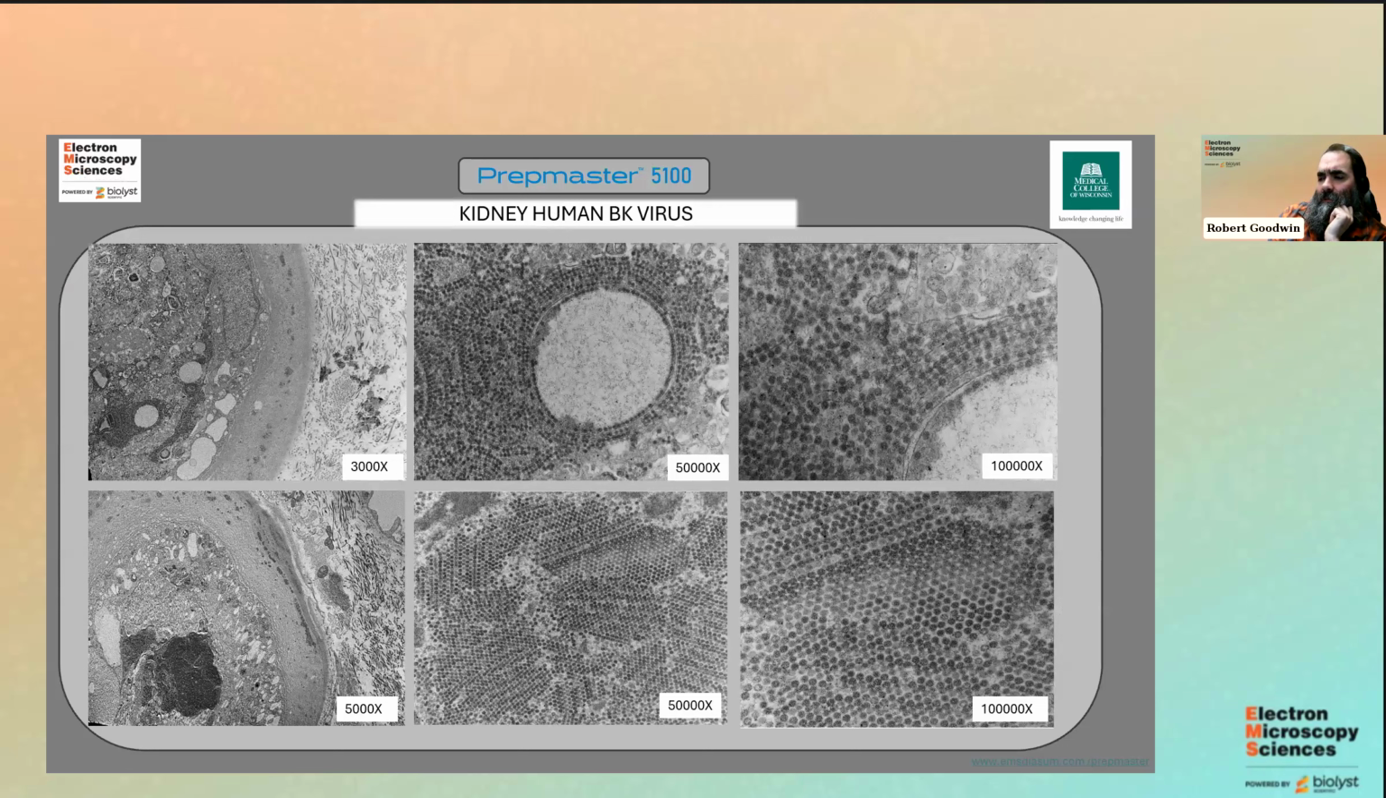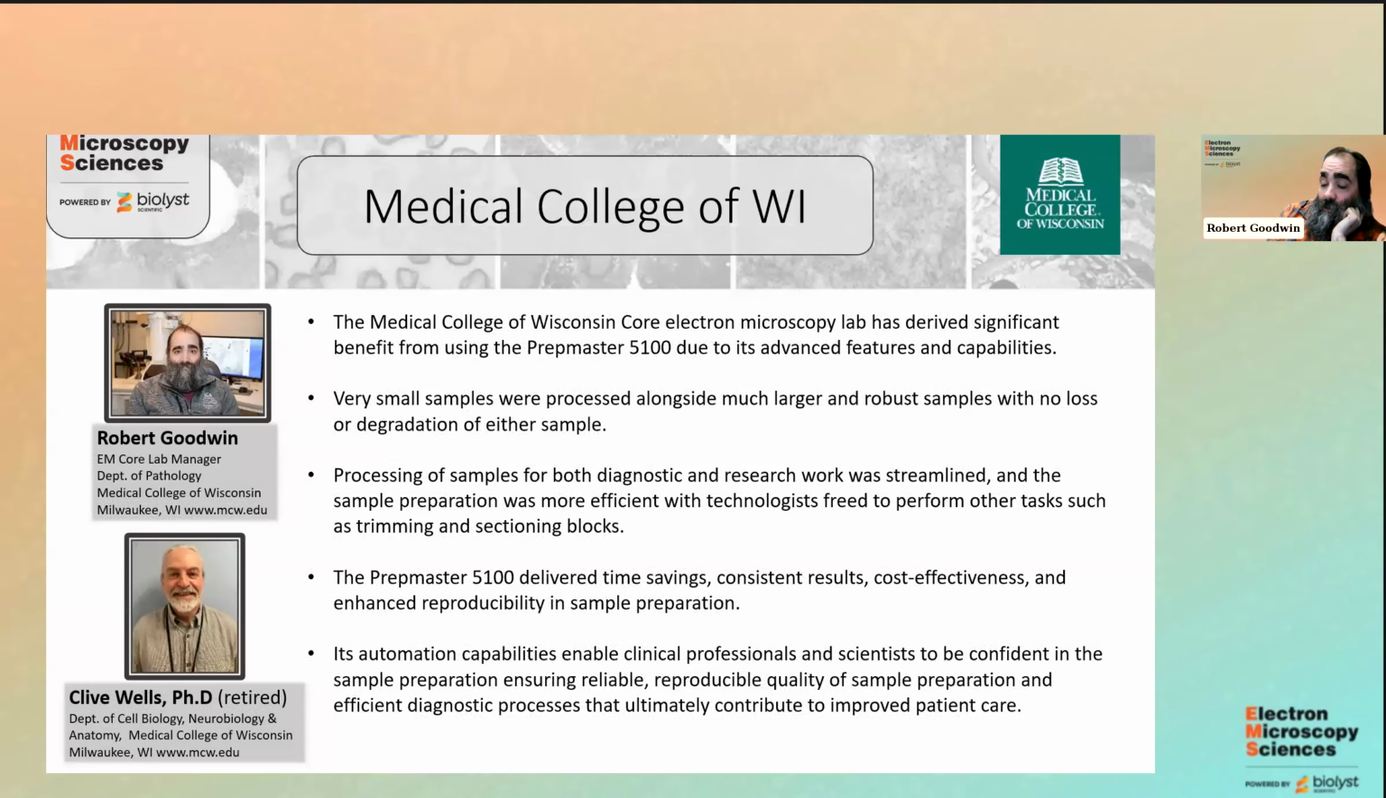And then again, this one was pretty neat. As far as a diagnostic aspect, this is a virus. So we're able to see, even at 100,000 times magnification, the viral particles. So delicate tissue, big chunks of tissue. It's very customizable and allows us to process pretty much everything that comes through our lab. So just as a summary, we're able to process small samples along with larger samples.